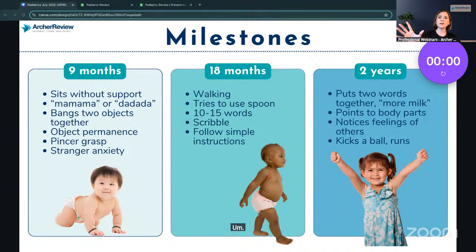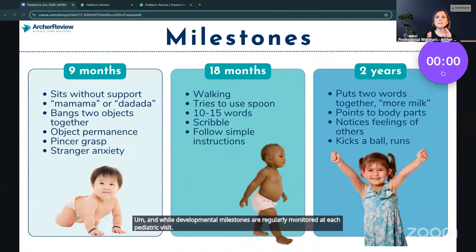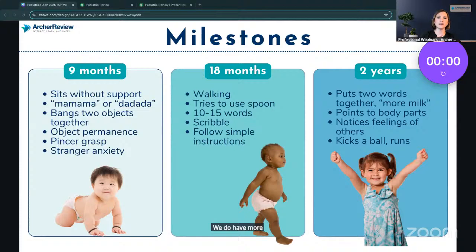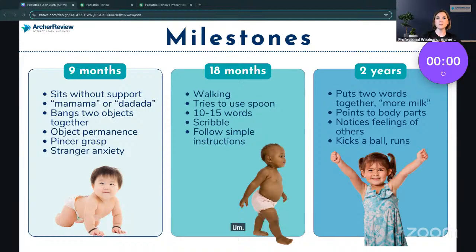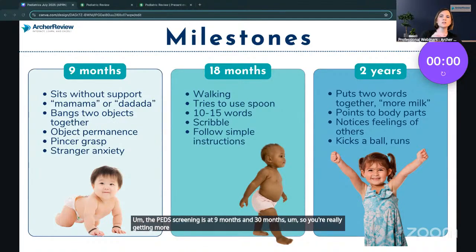And while developmental milestones are regularly monitored at each pediatric visit, we do have more intensive screenings at 9 months, 18 months, and 24, 30 months. That's when we have those more in-depth assessments. So that's like the MCHAT screening at 18 months and 24 months to check for autism. The PEDS screening is at 9 months and 30 months. So you're getting more of those in-depth questions, but at every visit, you should be checking developmental milestones.